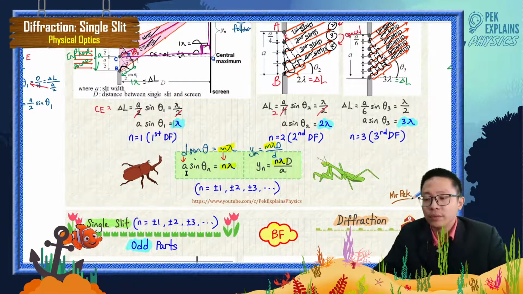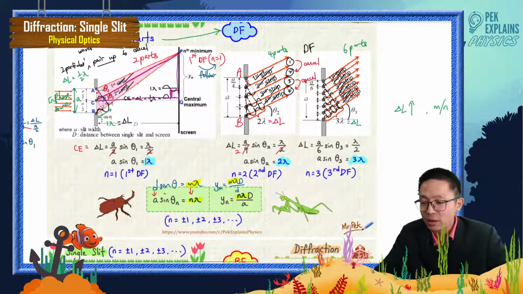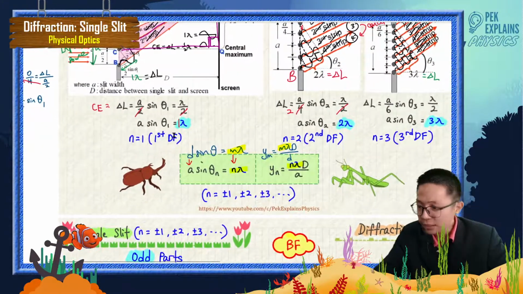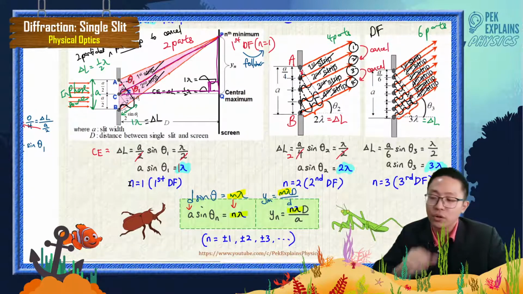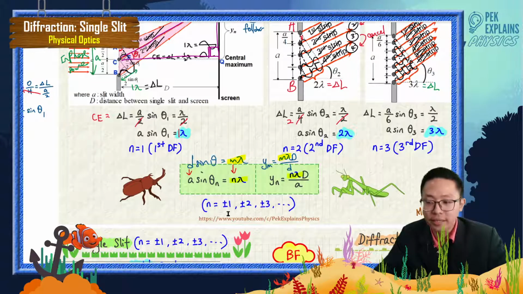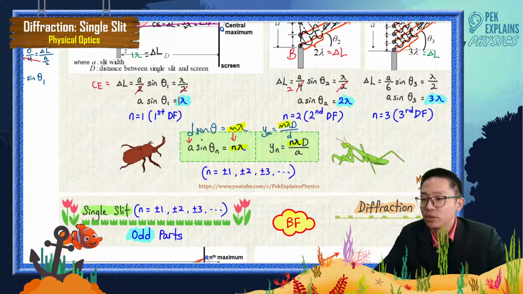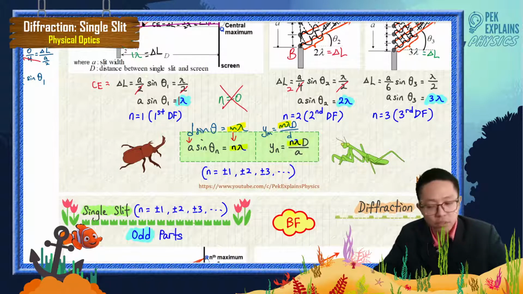So for the dark fringe, the formula is A sin theta equals n lambda, and because A sin theta uses n lambda, the y also uses n lambda: y equals n lambda D over A. Then the order: you see the order does not start from zero. The first dark fringe is the first order. It starts from 1. That's why the order for a single slit starts from 1, not from 0. There's no zero order for a single slit.